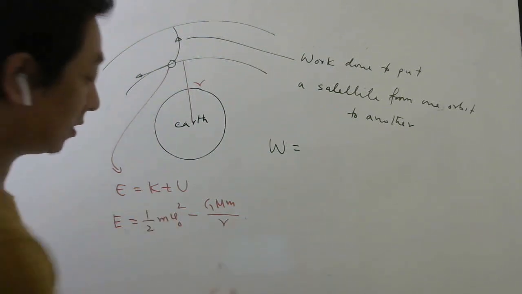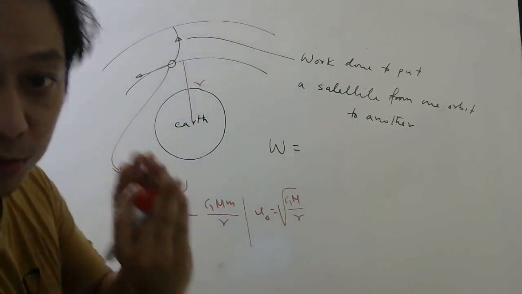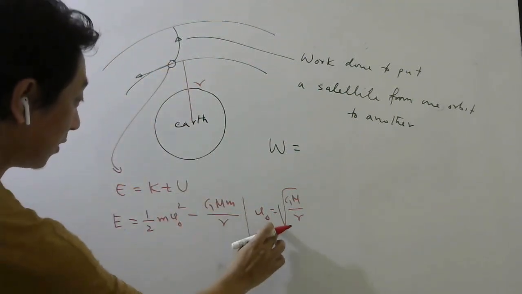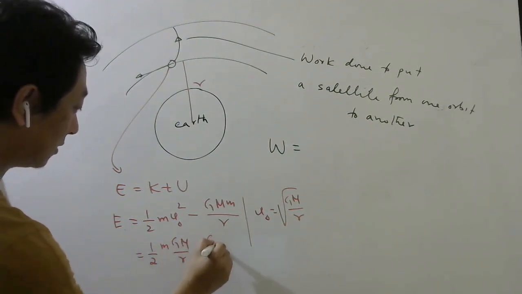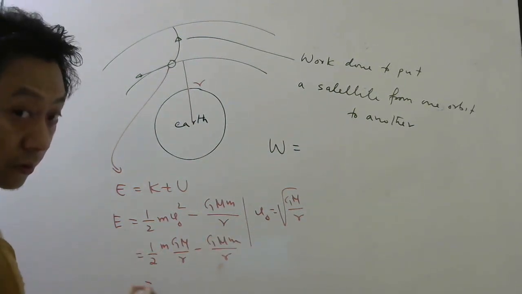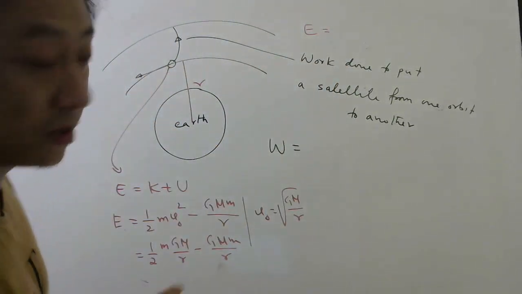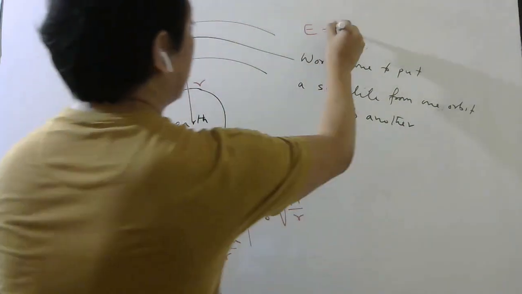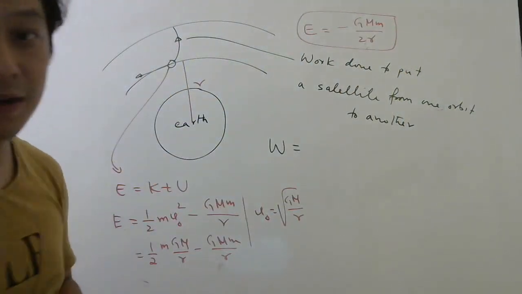And what is orbital velocity? Orbital velocity is root over GM by small r, because this Earth is assumed to be fixed. Mass of the Earth is assumed to be very large compared to mass of the satellite. So you substitute here, you will get half m GM by small r minus GMm by small r. So the energy of the satellite in any orbit is given by half minus 1 common. Everything is common. Half minus 1 is minus half. So it will be minus GMm by 2r. So try to remember that.